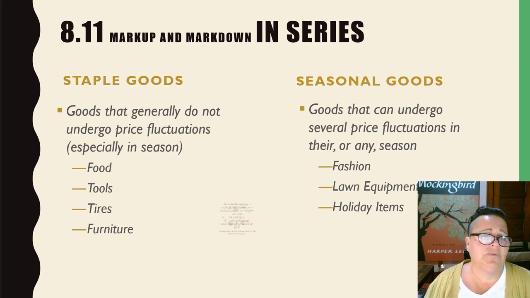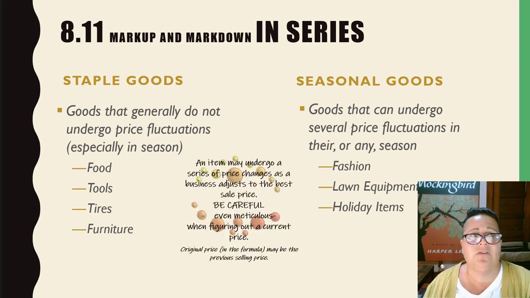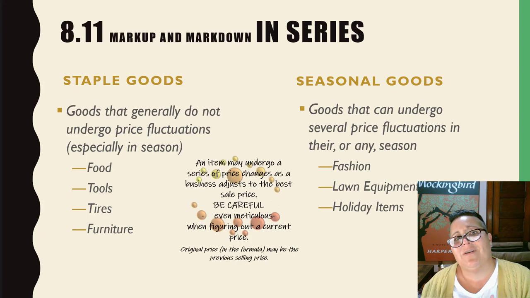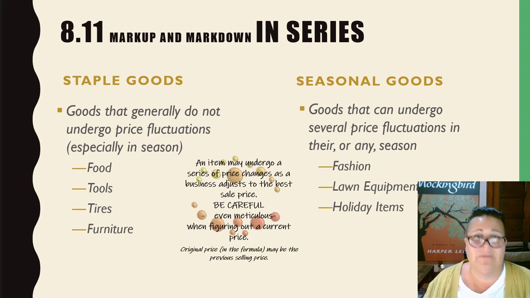It's important to remember that an item can undergo a series of price changes and that you need to be careful about what numbers you're using. Again, the original price is what's listed in the formula, but that's not necessarily always going back to the first price. Original price just means the previous selling price. What was the price last time? Okay. All right. Here we go.